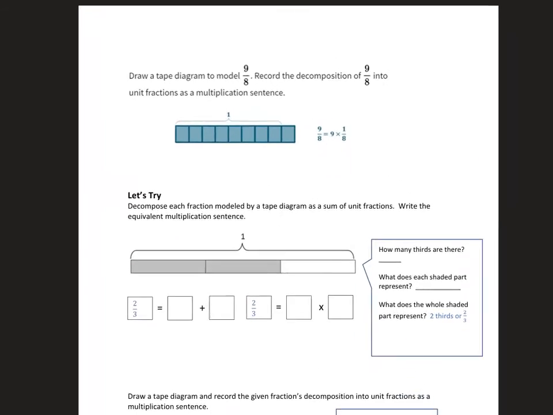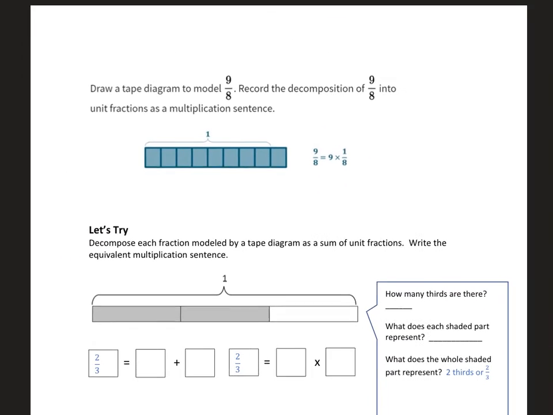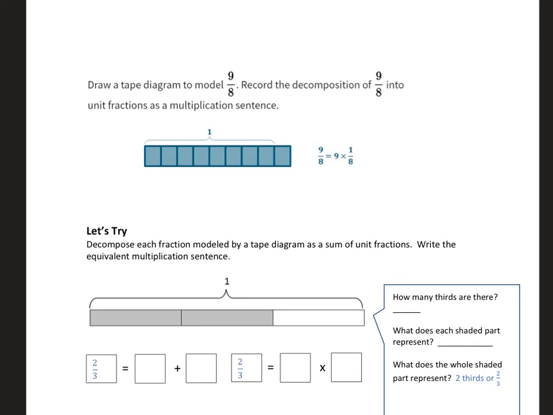Here again, this is a little bit of the new learning up at the top. So they just showed the same thing. Draw a tape diagram to model 9/8. Record the decomposition of 9/8 into unit fractions as a multiplication sentence. Okay, so again, they did the same thing that I had just showed you previously. 9/8 is the same as 9 copies of 1/8, which is what they did right here.